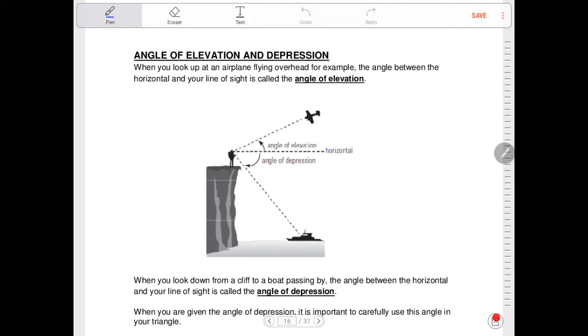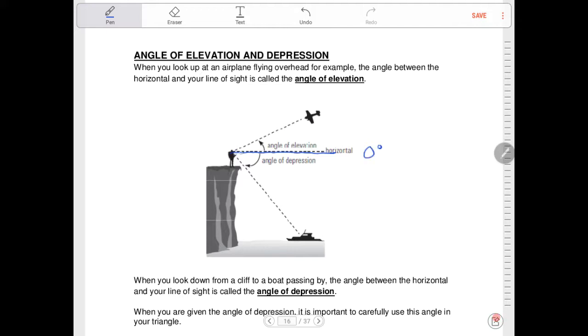And it is best described if you look at this diagram. I want you to imagine you're on top of this cliff, okay, and you have water beneath you with a boat. You have a plane up there in the air. If this person looks straight ahead, perfectly straight ahead, that's horizontal. You also could think of that as 0 degrees, okay?